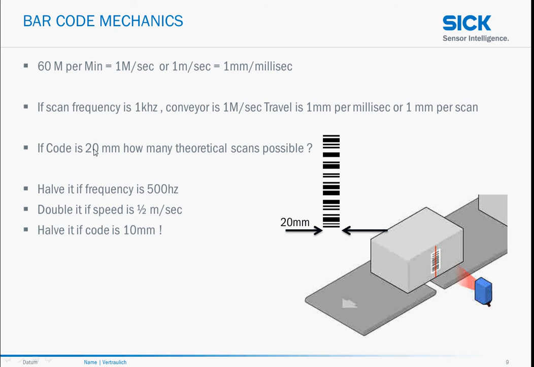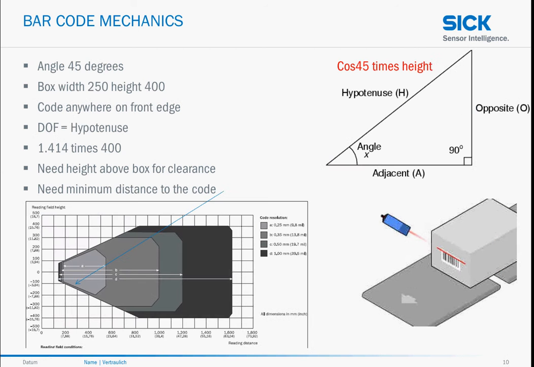So, for example, if the code is 20 millimeters and you're getting 1 millimeter per scan, the maximum theoretical number of scans would be 20. If the scan speed was half, then the maximum number of scans would be 10. If the speed was half, then of course it would then be doubled. So by using the basis of 60 meters a minute and 1,000 scans a second, you can very quickly in your head work out how many scans you're going to get through a barcode.